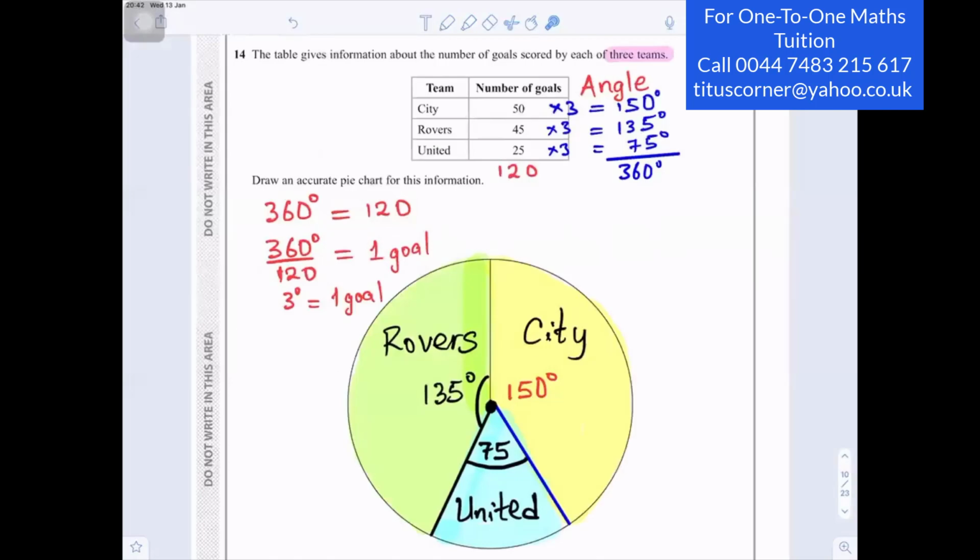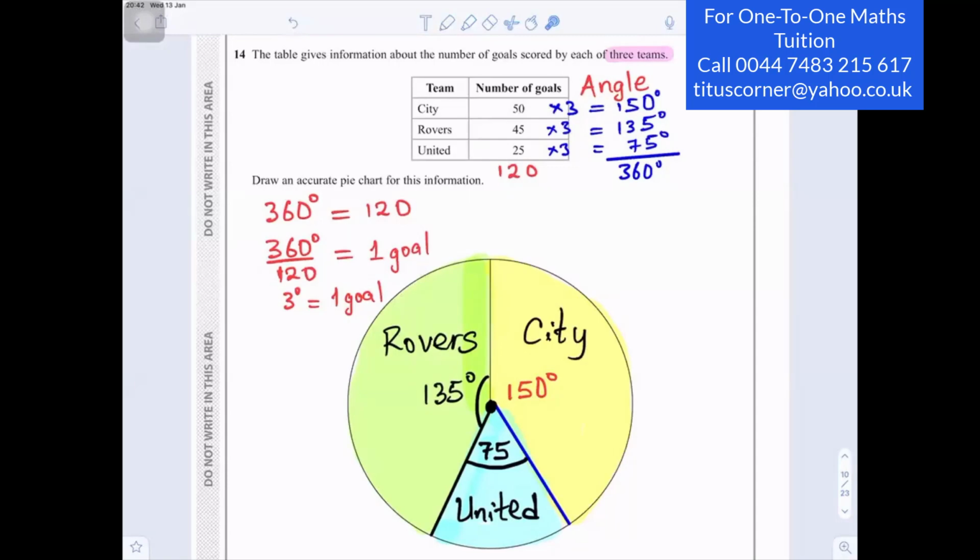Question number 14. The table gives information about the number of goals scored by each of three teams. City, number of goals 50. Rovers, number of goals 45. United, number of goals 25. Draw an accurate pie chart for this information. To draw a pie chart, we need to work out the angles. So the total is 120 goals.